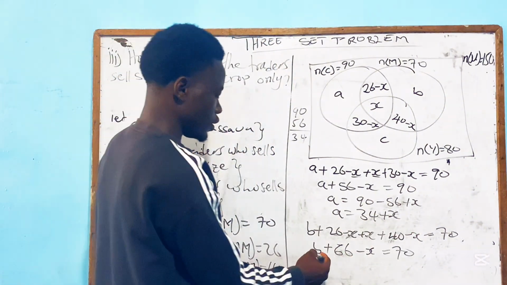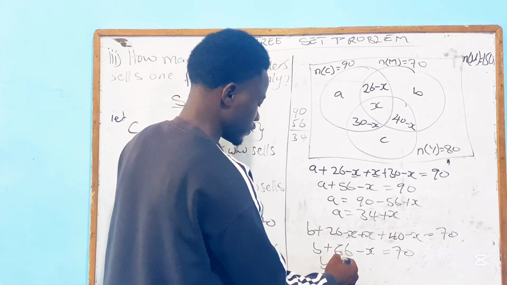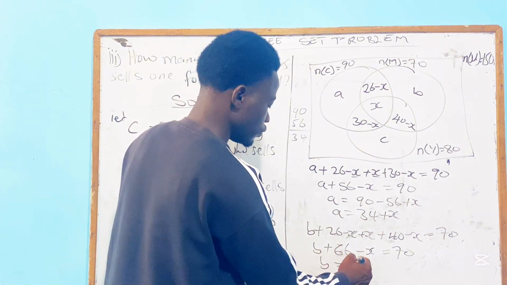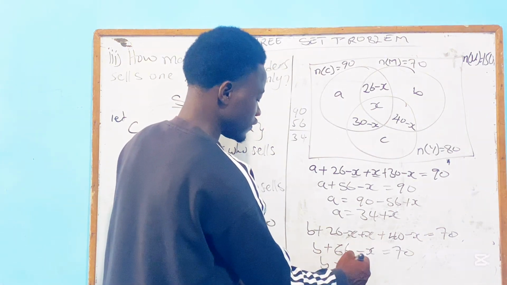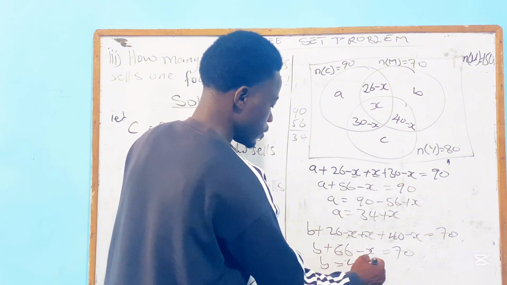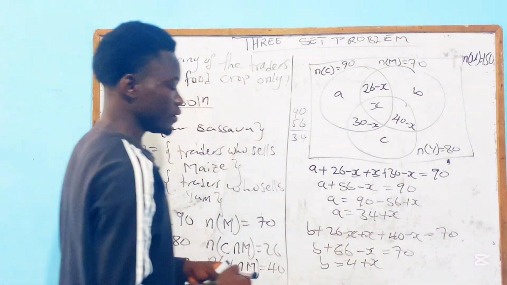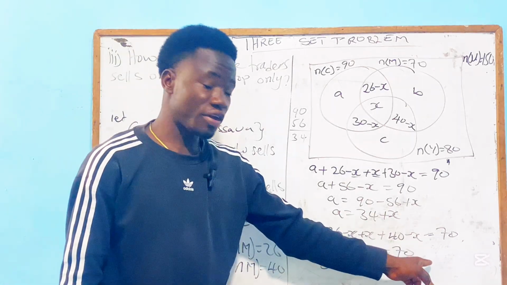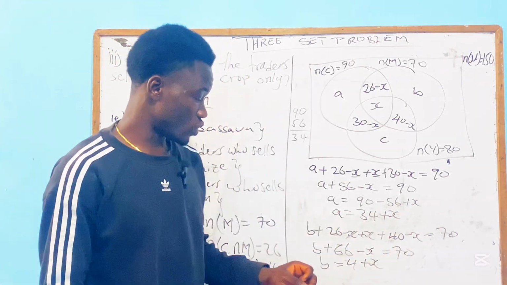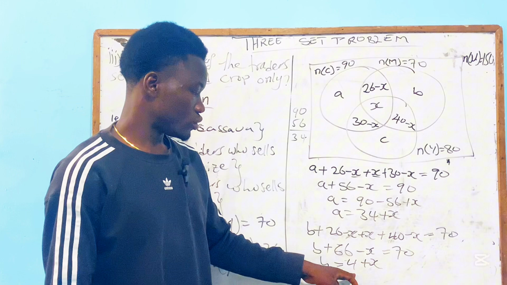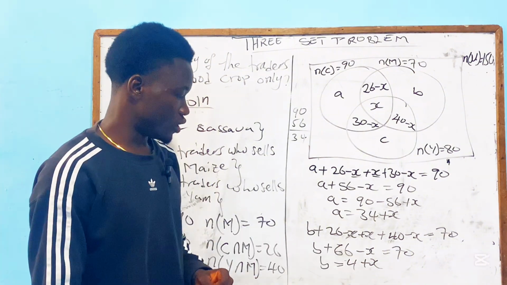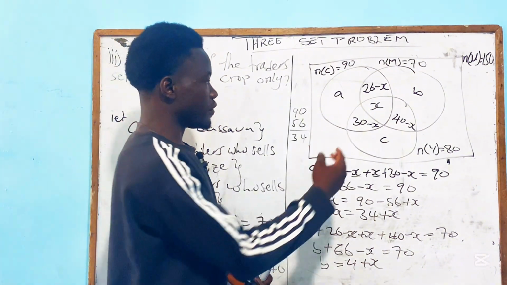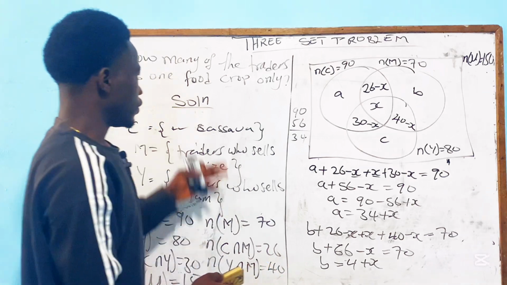Now you group like terms and subtract. So my B is equal to 70 minus 66, which gives you 4, plus x. That is to take the x across the equal sign, so the 66 across the equal sign becomes negative. So 70 minus 66 is 4, and then we add the x to it. Now we can go ahead and find the C. I'm cleaning this off.